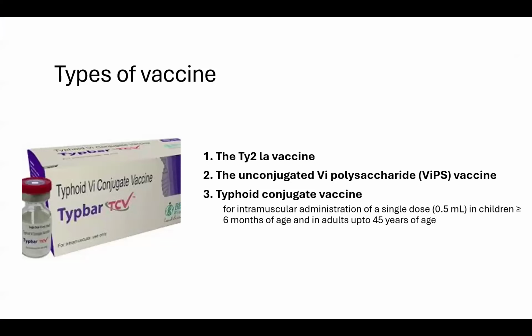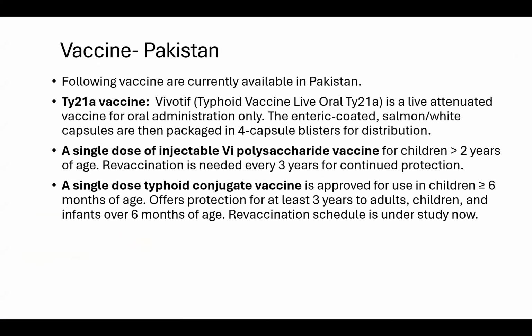Now we come to the types of vaccine which can be given to prevent typhoid. We have the Ty21a live attenuated vaccine, the unconjugated Vi polysaccharide vaccine, and then the typhoid conjugate vaccine. Typhoid conjugate vaccine is the one which is given intramuscularly in a single dose of 0.5 ml in children greater than or equal to 6 months of age, and in adults up to 45 years of age. So this is the one commonly being given.